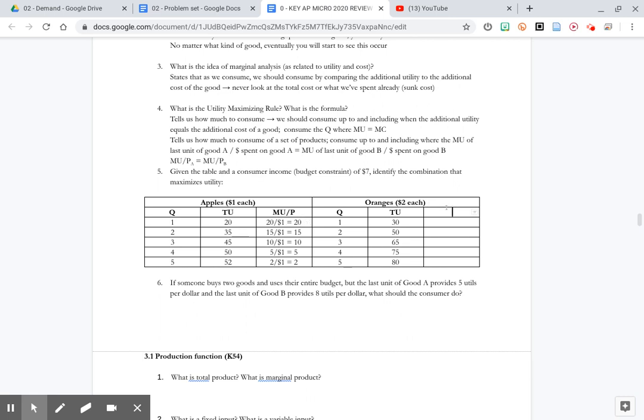Now we're going to do the same thing over here. And for this one, it's the same mathematical figuring, right? Marginal utilities. And then we figure out the marginal utility per dollar, but we notice the oranges are $2 in this case. So divide by $2. So that's 15. This one divided by 2 is 10. Divided by 2 is 7.5. Divided by 2 is 5. Divided by 2 is 2.5.